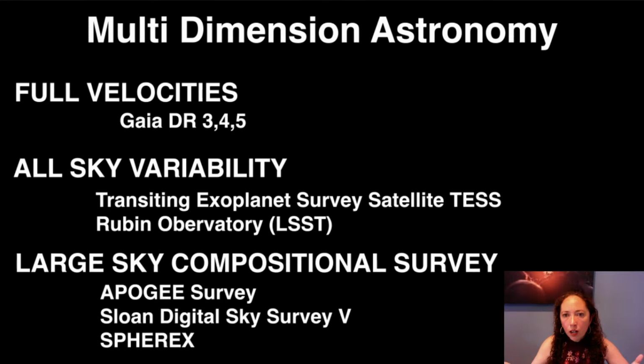And so we've got the transiting exoplanet survey satellite called TESS, which is currently mapping 500,000 stars for planets, but we'll have an all sky variability survey very soon.